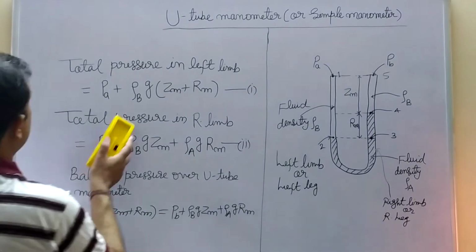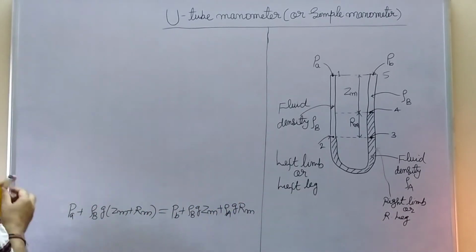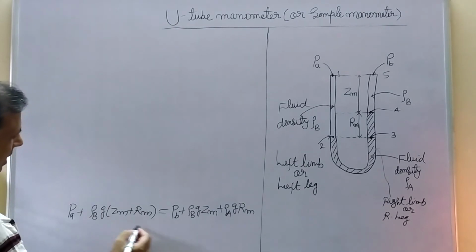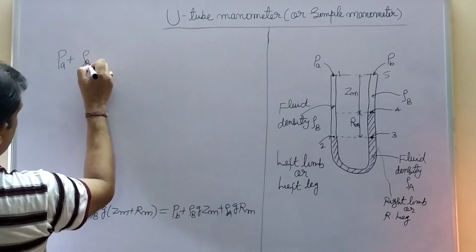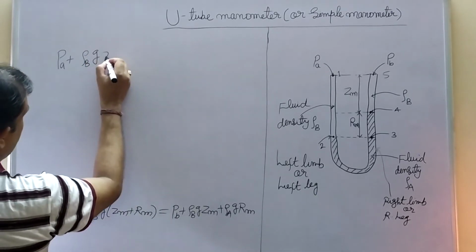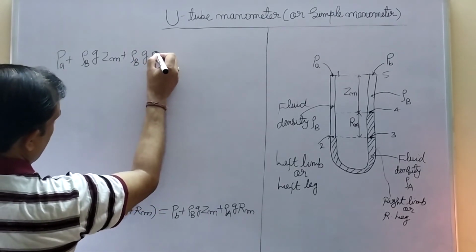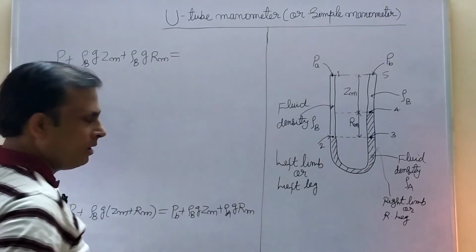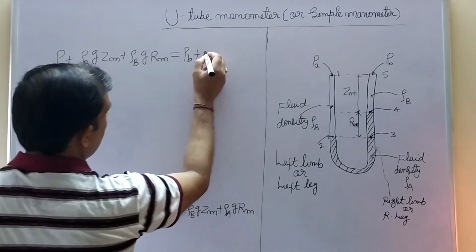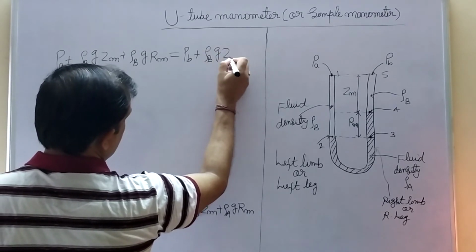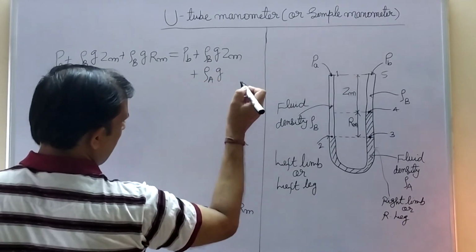Now we will try to solve this equation. You multiply this term with this height, so it will give PA plus rho B g multiplied by Zm plus rho B g multiplied by Rm equals PB plus rho B g Zm plus this term, rho A g Rm.